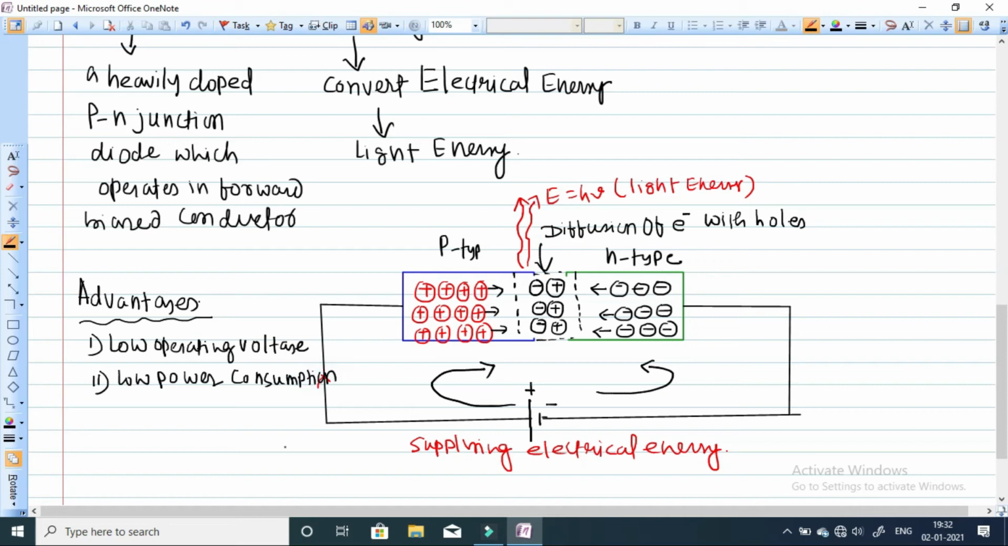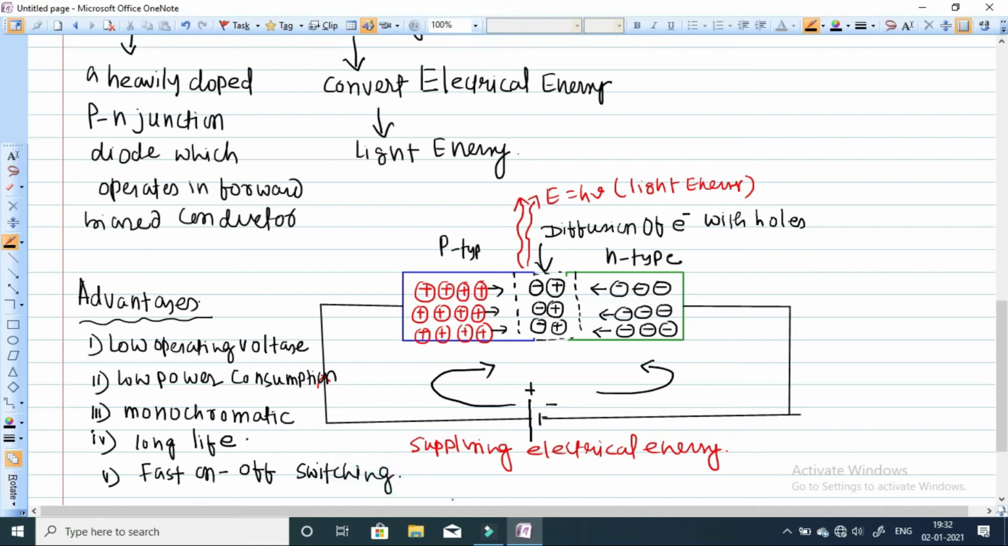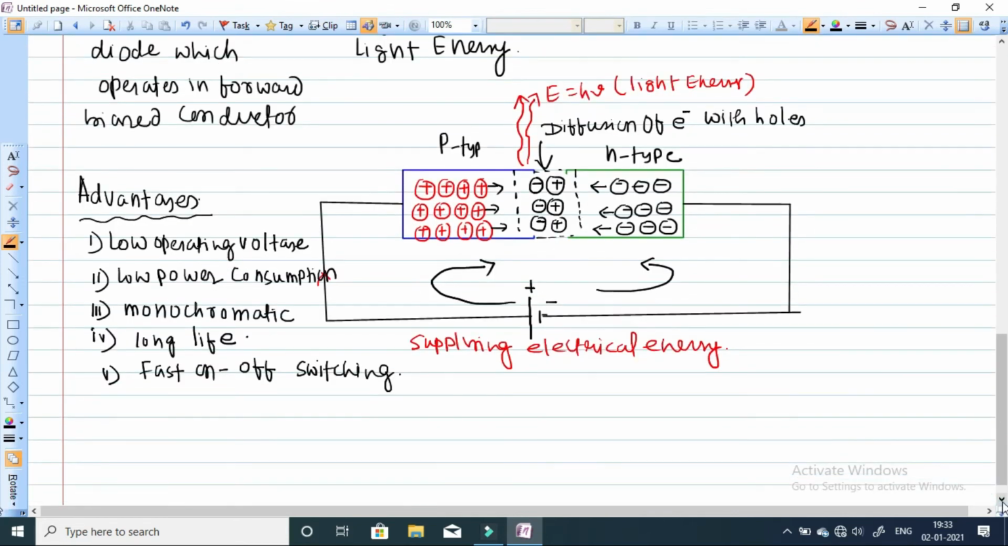Monochromatic: it produces monochromatic light, meaning single frequency light. LEDs are available in different colors, white, red, green, yellow, whatever you want, but of single frequency. Long life: it can operate for a long duration of time. And fast on off switching capability. So these are the main advantages of LED over the general types of lamps that we were using before.